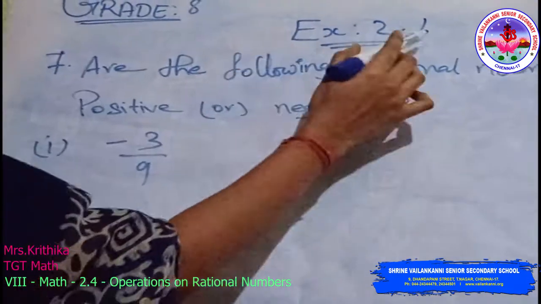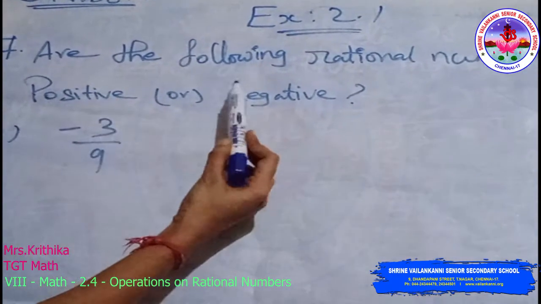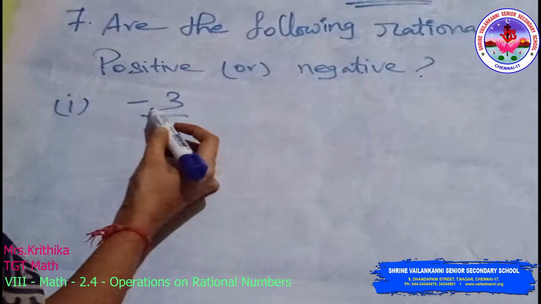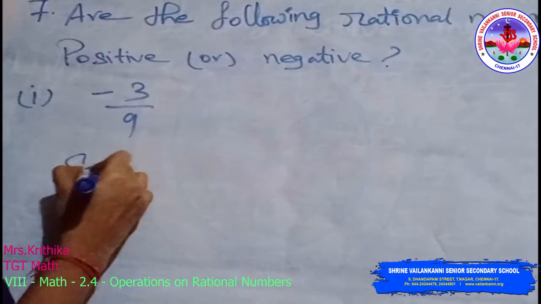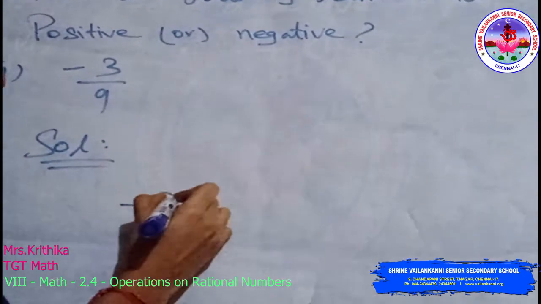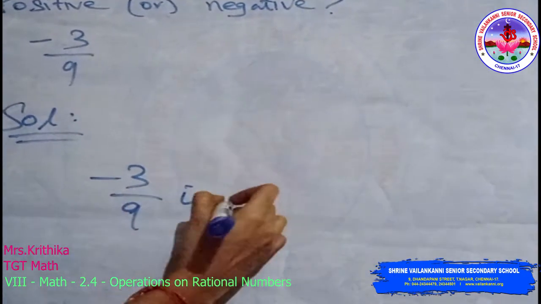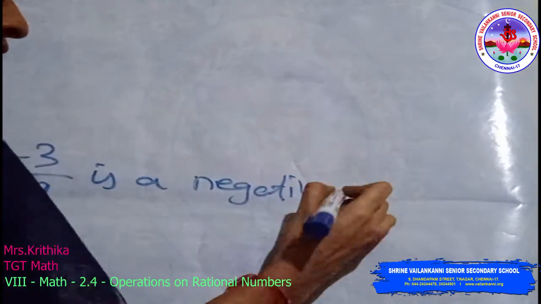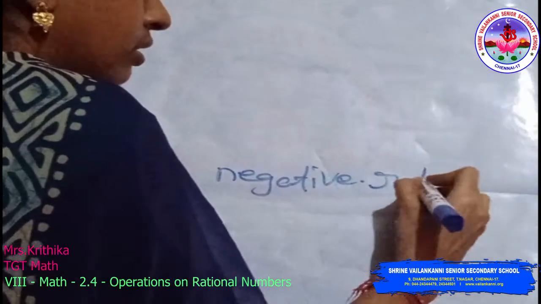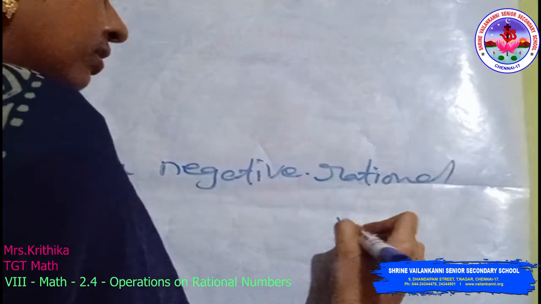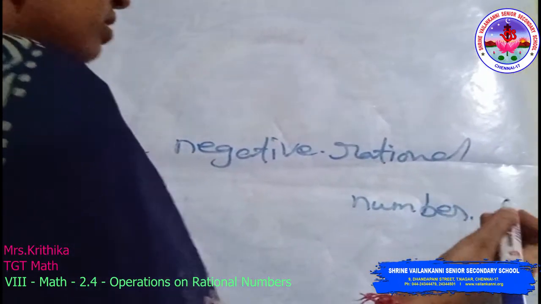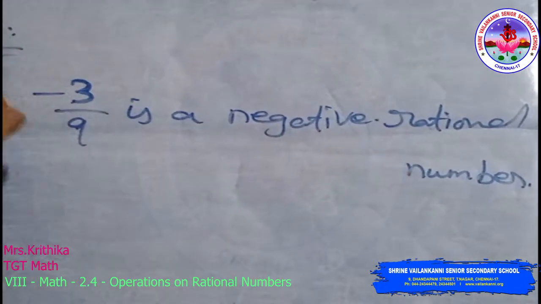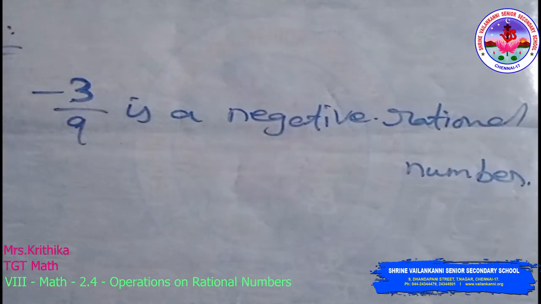Next, exercise 2.1, seventh question. Are the following rational numbers positive or negative? The question is negative 3 by 9. Solution: negative 3 by 9 is a negative rational number, because here 3 is negative. So the rational number holds a negative value.